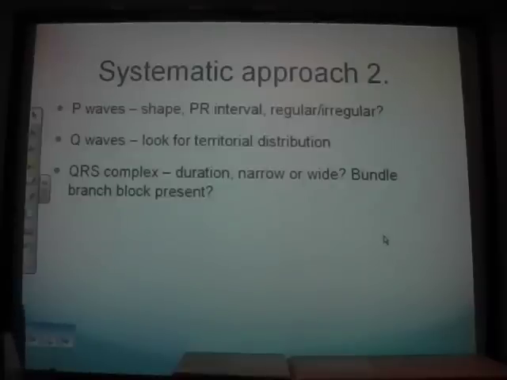Your PR interval is important because it should be between how many seconds, or small squares? 3 to 5, excellent. And then is the PR interval regular or irregular? That will help you in defining blocks. If your P wave is always behind your QRS complex, then you've either got sinus rhythm or first degree heart block. If it's not always behind there, it may not exist at all, or you may have a second degree heart block or a third degree heart block. But we'll go through that in a bit.